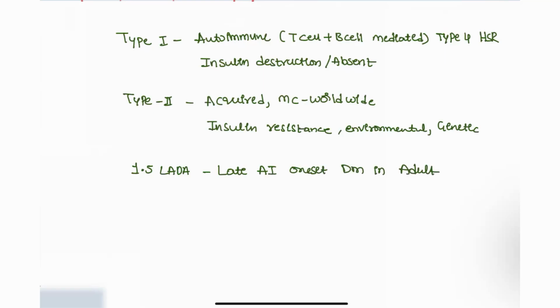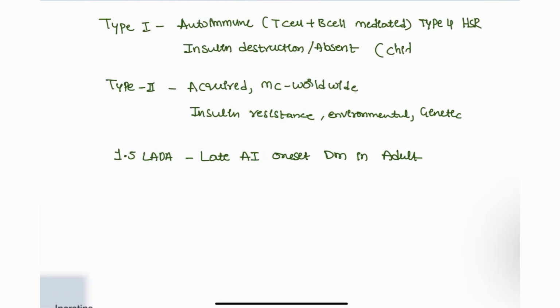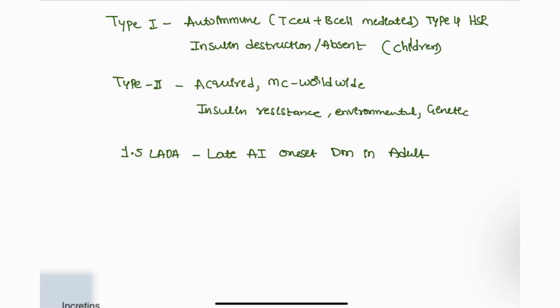It is an autoimmune condition, usually seen in children from the age group of 10 to 11 years, but this is a late onset of autoimmune diabetes mellitus in adult patients. Usually this is type 1 diabetes mellitus but manifesting as type 2 diabetes mellitus. This is type 1.5 diabetes mellitus.